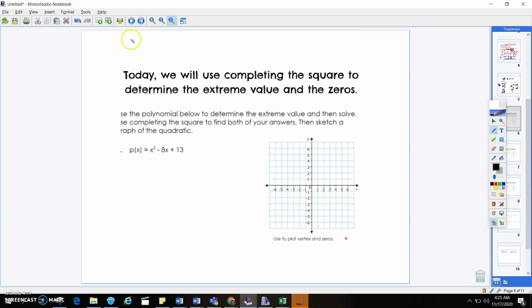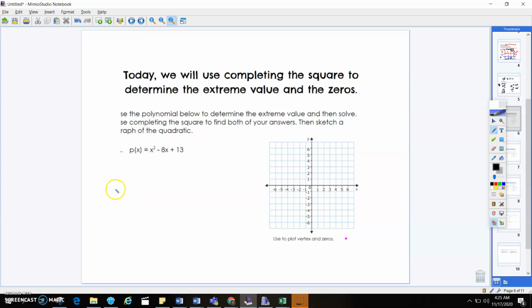So today we'll be using completing the square to determine the extreme values and the zeros. So use the polynomial below to determine the extreme values and then solve. Use completing the square to find both of your answers, then sketch a graph of the quadratic. So, really quick, in order to find the extreme value, we have kind of a formula that'll help us.